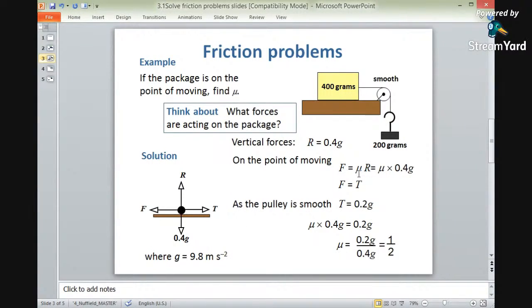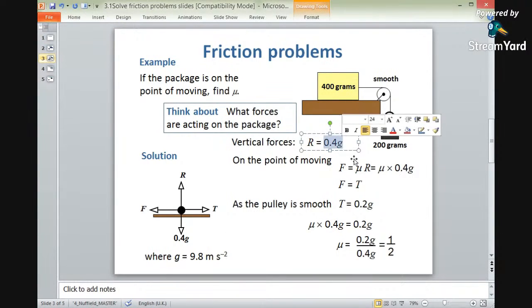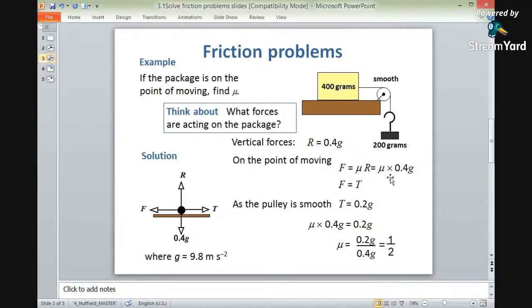On the point of moving, how do we find out the force of friction? First, the summation of Fy is equal to 0, again we use the condition of equilibrium. Summation of all y components is equal to 0. Here the y components are the weight, that is 0.4 g, and the vertical component R. So R is equal to 0.4 g. It is simple, the weight has been balanced by this reaction. On the point of moving, the frictional force F is equal to mu into R. Mu, in this case, we have to find out.